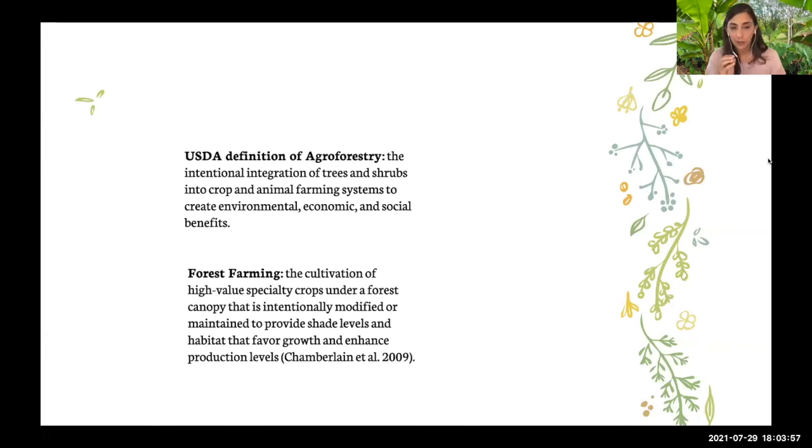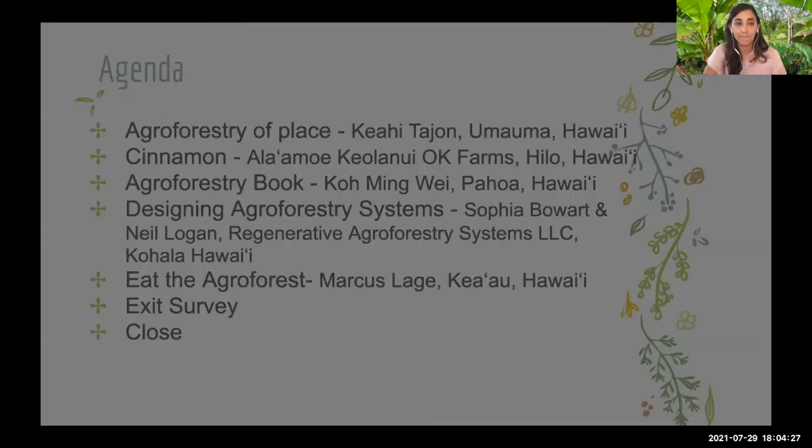This definition focuses a little bit more on the economic aspect, but it also gets into the layers and how by planting different plants together in one system, they can fill different niches in that system. You can create different microclimates, and you can favor growth of different varieties of plants in different ways. So that's our baseline definition, but we'll see tonight there's different ways of viewing agroforestry and practicing it.